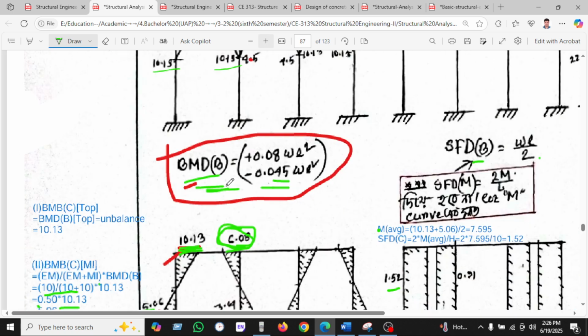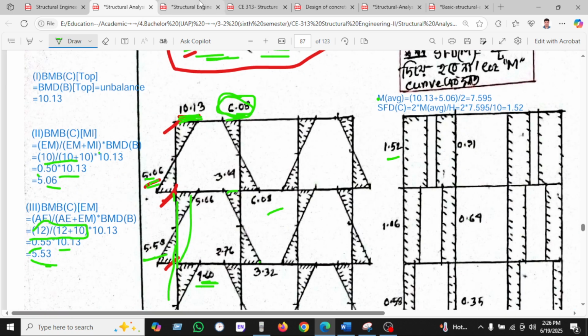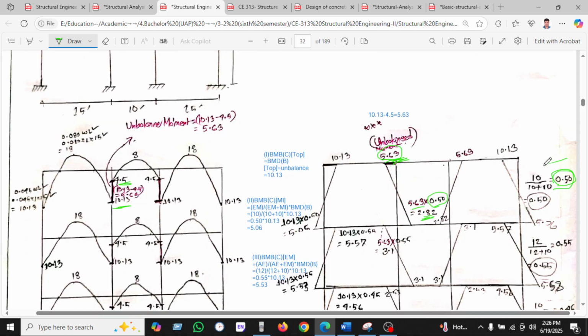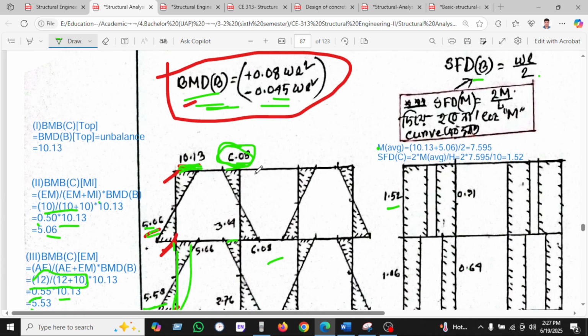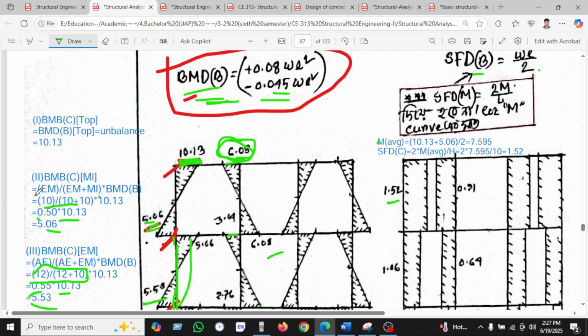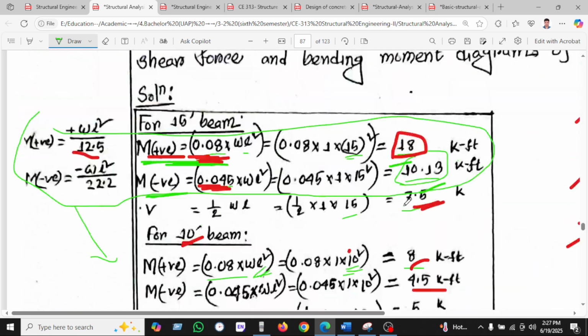It will be taken from these coefficients we have used. This is the coefficient and this is also a coefficient. The coefficient is nothing but h1 divided by h1 minus h2, and it will be multiplied by the bending moment of the beam. So let's see. At first we have seen EMI and EM divided by EMI by MI. So what is the EMI?